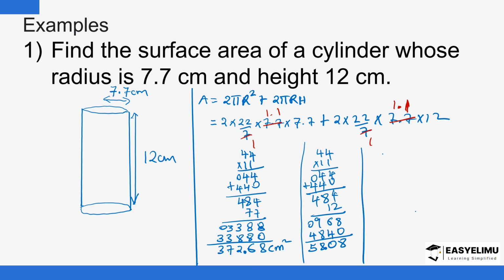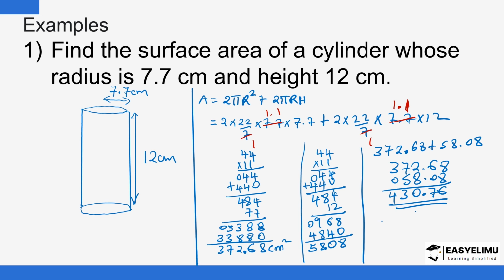So we simply add the 2. So we have 372.68, and then we are adding 58.08. So that's 372.68, and then this is 058.08. 16, 6 carry 1, 7. 0 carry 1. So 12, 13, 3 carry 1, 4.